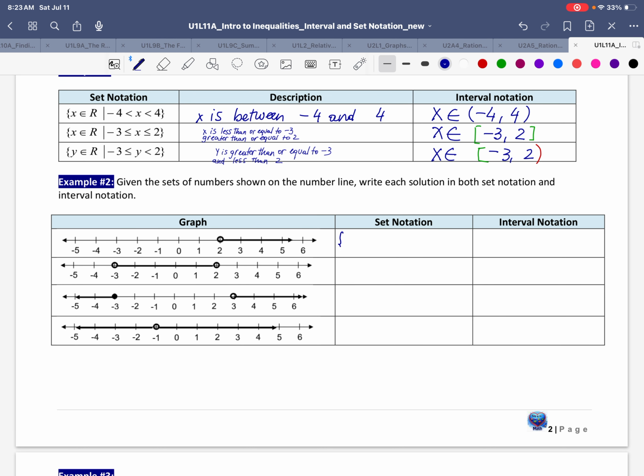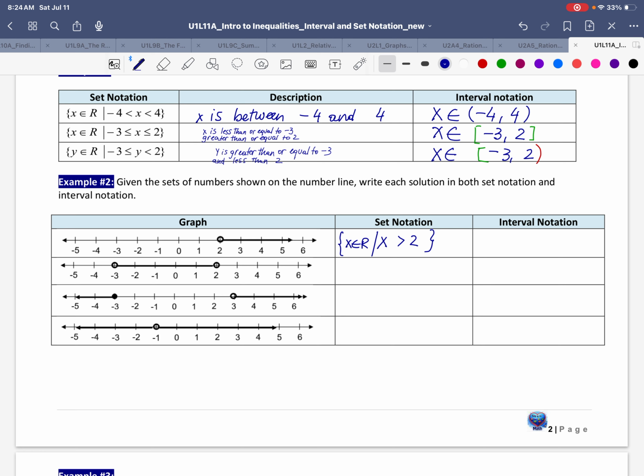So we're going to open the curly brackets. x belongs to the set of real numbers such that, and 2 is the only boundary number. The other is infinity, which is boundless. So we're going to just write the number 2 in here, and we're going to say that x, so let's use x for all these examples, will be greater than 2 because all the numbers are to the right of number 2.